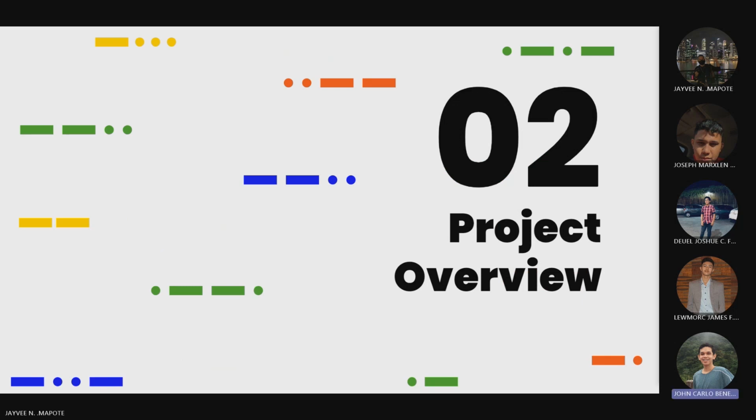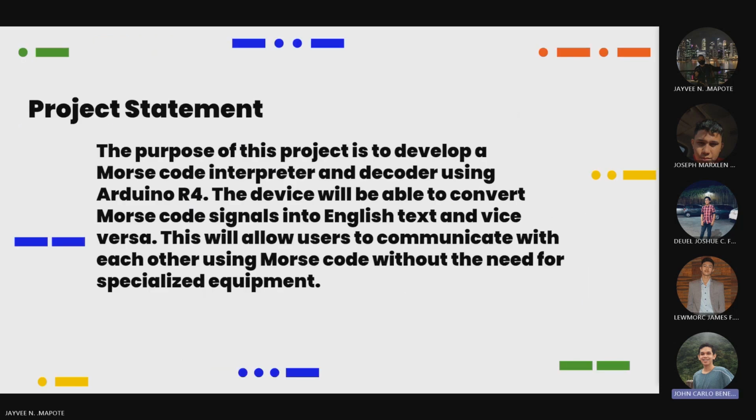So, for the project overview, next page please. The project statement: the purpose of this project is to develop a Morse code interpreter and decoder using the Arduino R4. The device will be able to convert Morse code signals into English text and vice versa. This allows users to communicate with each other using Morse code without the need for specialized equipment.